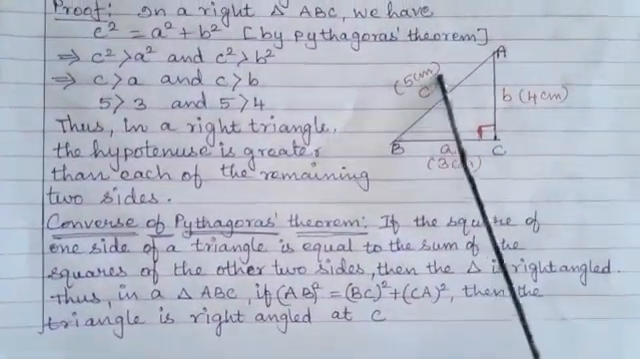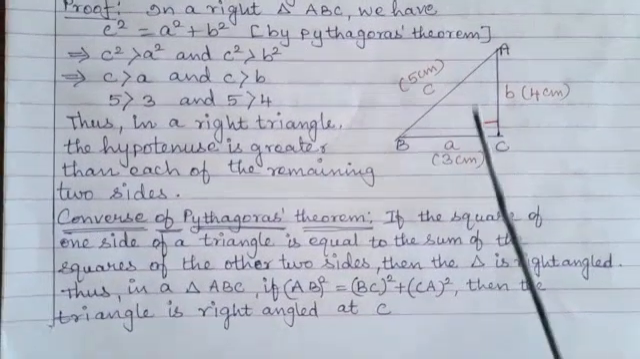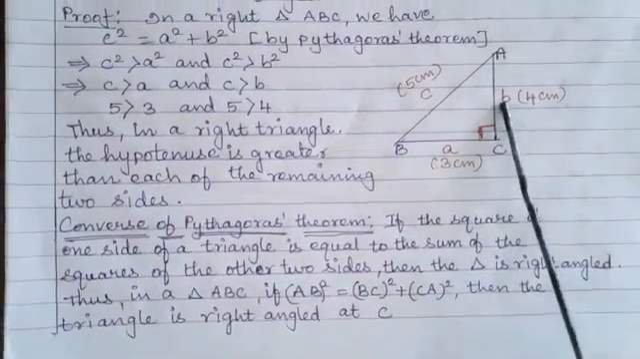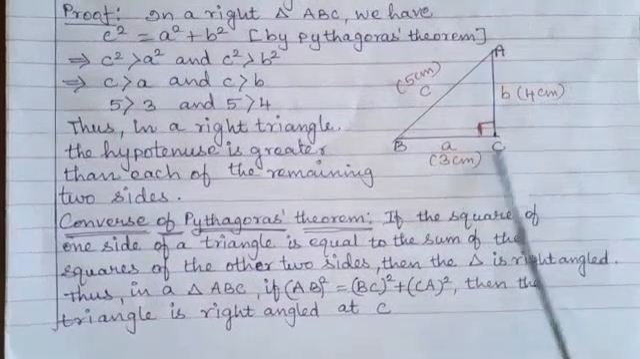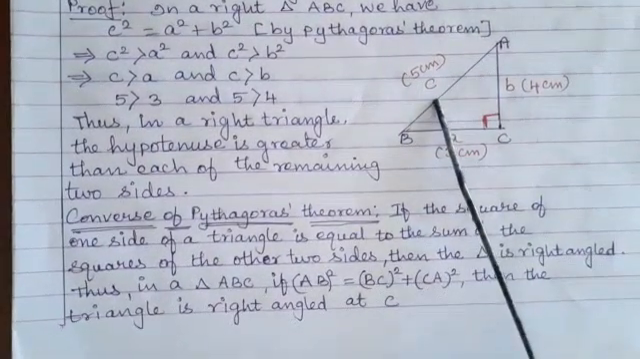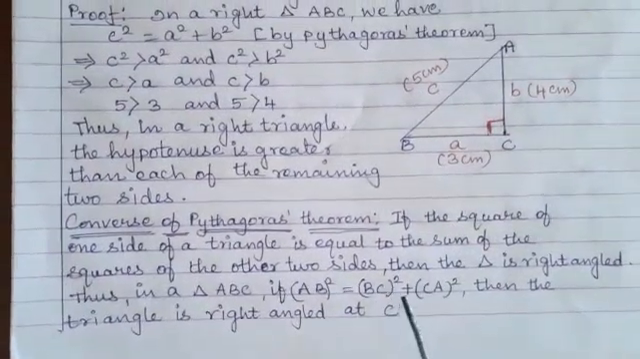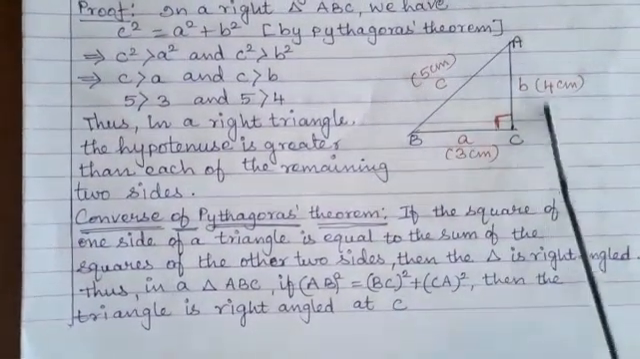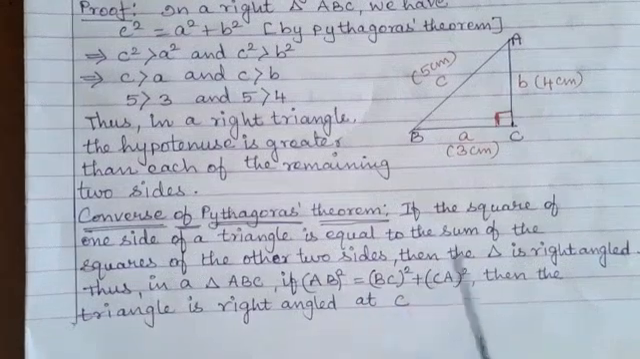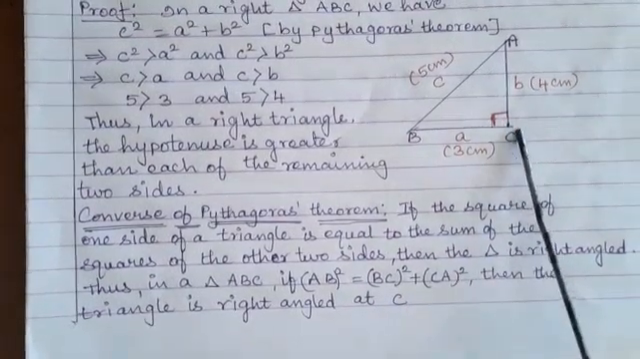So if you take the measurements, C equal to 5 centimeter, A equal to 3 centimeter and B equal to 4 centimeter, then you know the longest side will be the hypotenuse. So using that formula, c squared is equal to a squared plus b squared, if both sides are equal, then the given triangle is a right angle.